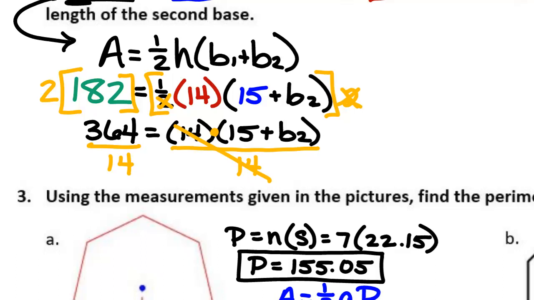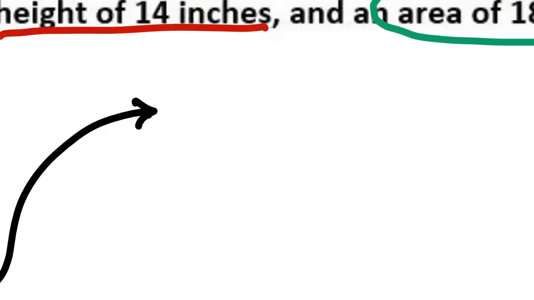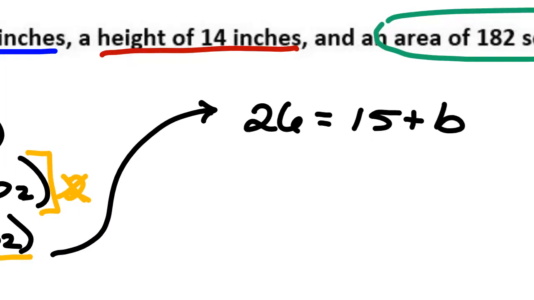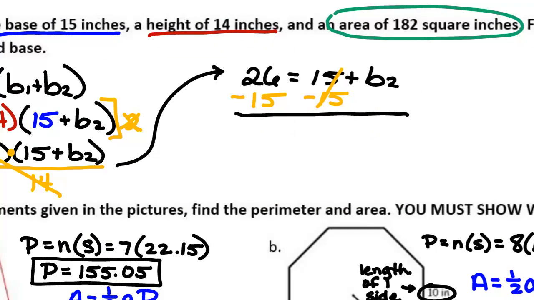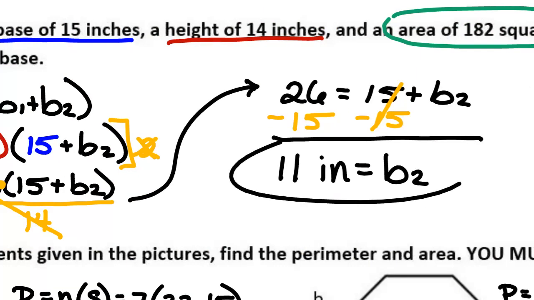364 divided by 14 gives me 26. So I have 26 equals 15 plus base 2. I don't need the parentheses around the 15 plus base 2 anymore because there's nothing else on that side of the equation anymore. So then I'm going to subtract 15 from both sides. And what is 26 minus 15? 11. What kind of units should we put with that 11? Inches. So 11 inches is how big base 2 is.